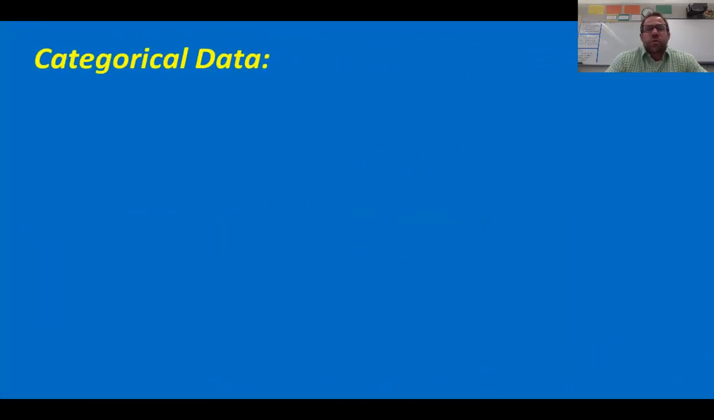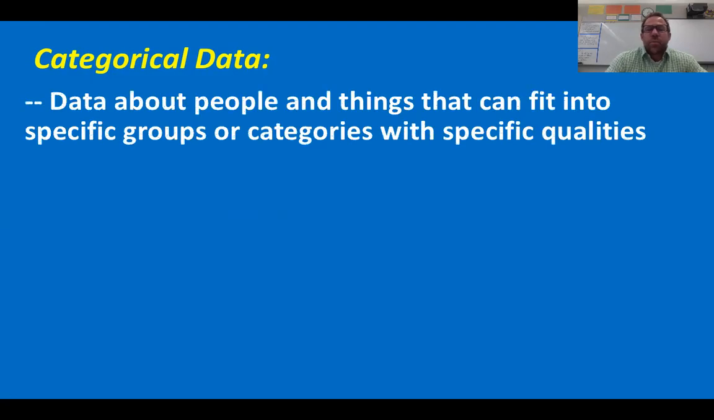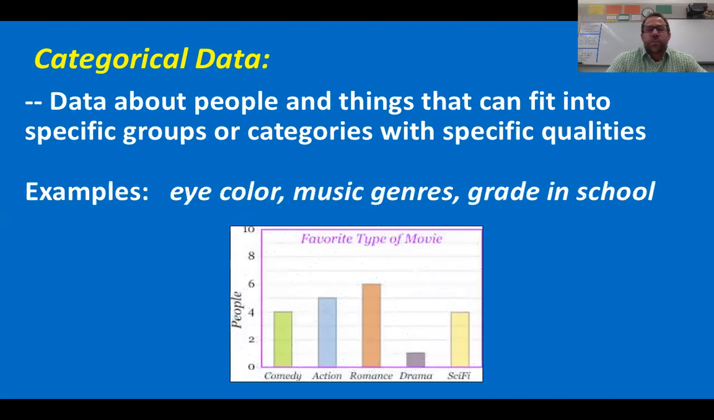Now, data comes in two forms. It can either be categorical data, or it can be quantitative data. Categorical is data about people or things that can fit into specific groups or categories with specific qualities. An example would be eye color. If we're doing a survey on eye color, that would be categorical data, because your eye color could be brown, green, blue, yellow, hazel, right?